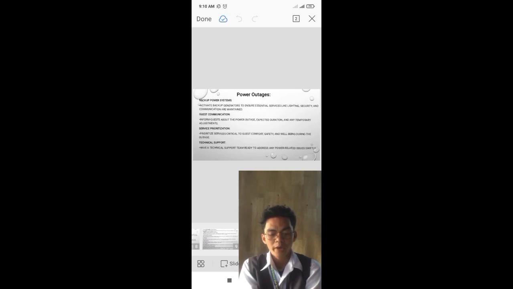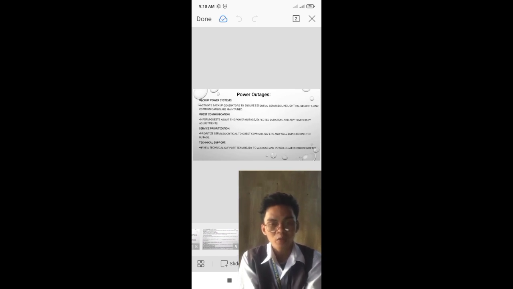Power outage. Backup power system: activate backup generators to ensure essential services like lighting, security, and communication are maintained. Guest communication: inform guests about the power outage, the expected duration, and any temporary adjustments. Service prioritization: prioritize services critical to guests' safety and well-being during the outage. Technical support: have a technical support team ready to address any power-related issues swiftly.